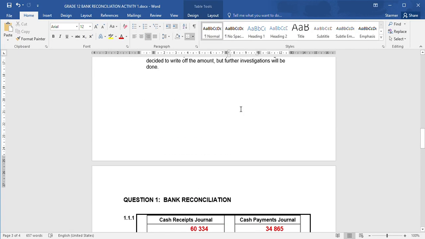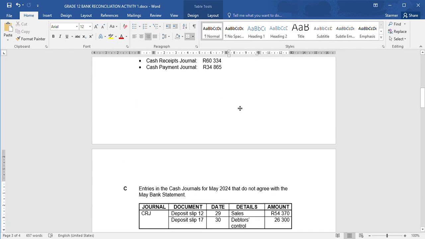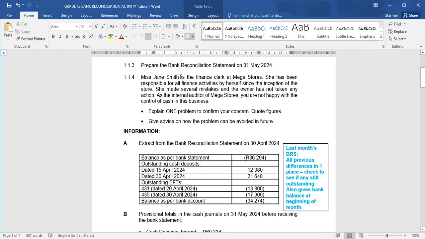Okay, then there's just one more question here. They say to you that Ms. Jane Smith, the finance clerk, was responsible for all the finance activities. She made several mistakes and the owner has not taken any action. As an internal auditor, you're not happy with this. Explain one problem to confirm your concern, quoting figures, and give advice.